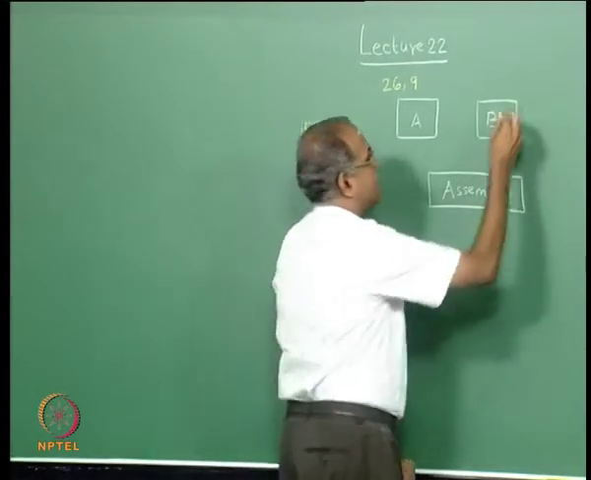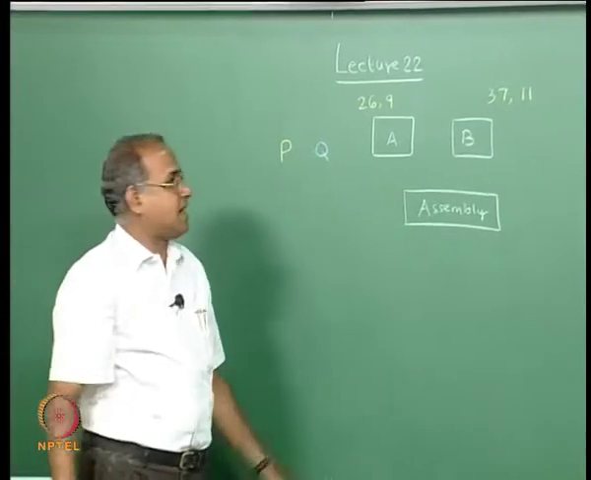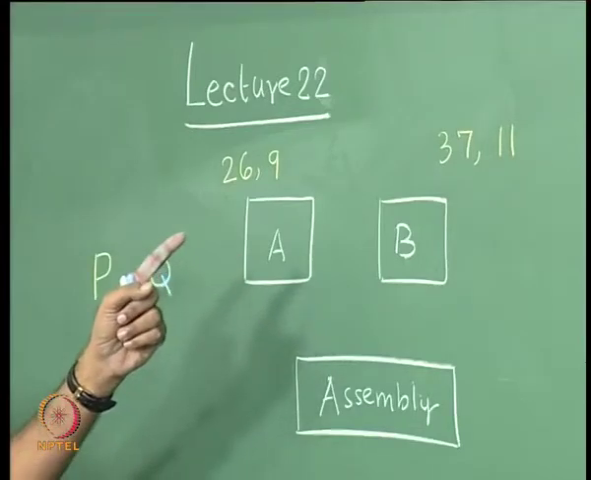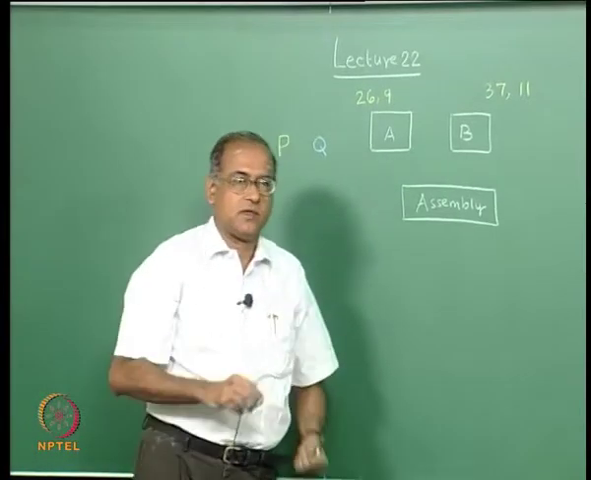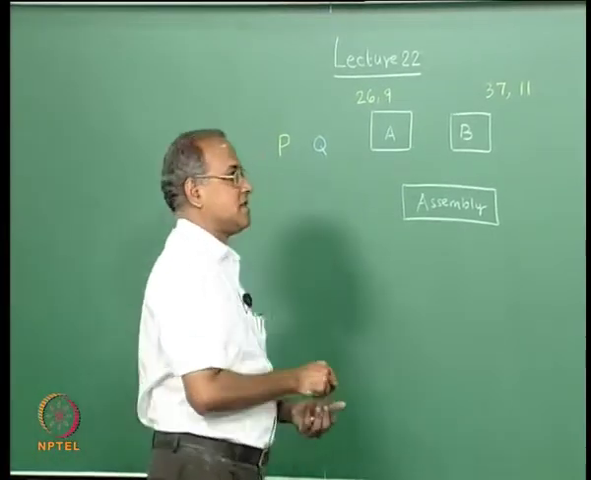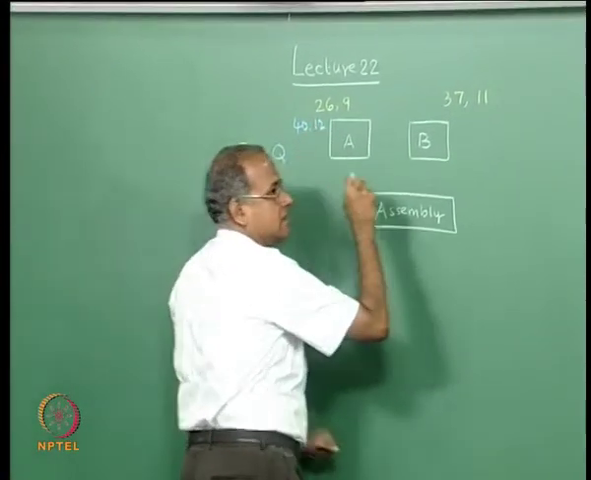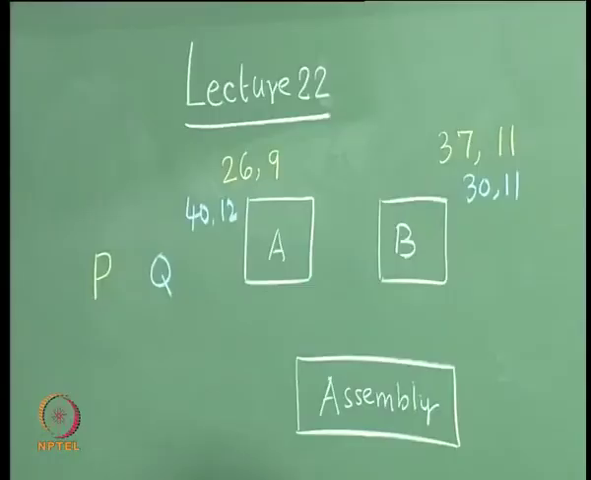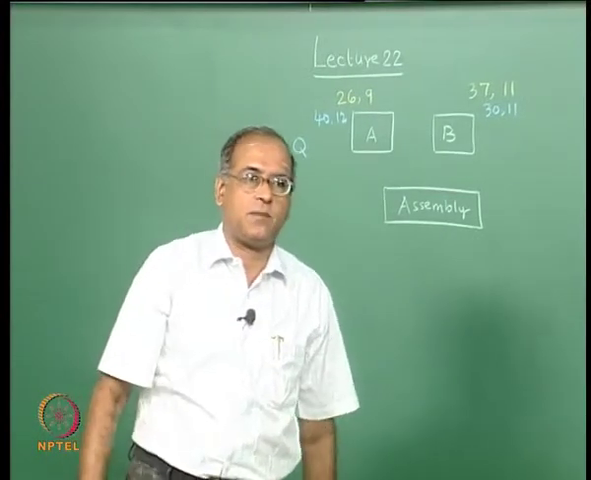For the second cell, it will be 37 and 11. Once again saying that for 1 it is 37, for 2 it is 18.5, for 3 it is 12.33, and for 4 it is 11. Now, as far as the second product is concerned, this would be 40 and 12, and this would be 30 and 11. How should operators be assigned such that we maximize the output or sum of the outputs of both the products?